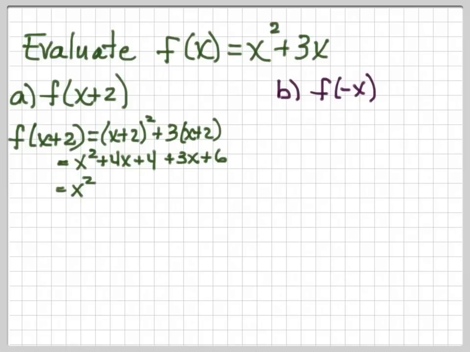and I gather my like terms, I have x squared, and then I have a 4x and a 3x, which gives me 7x, and I have a 4 and a 6, which gives me 10. So I have f of x plus 2 equals x squared plus 7x plus 10.